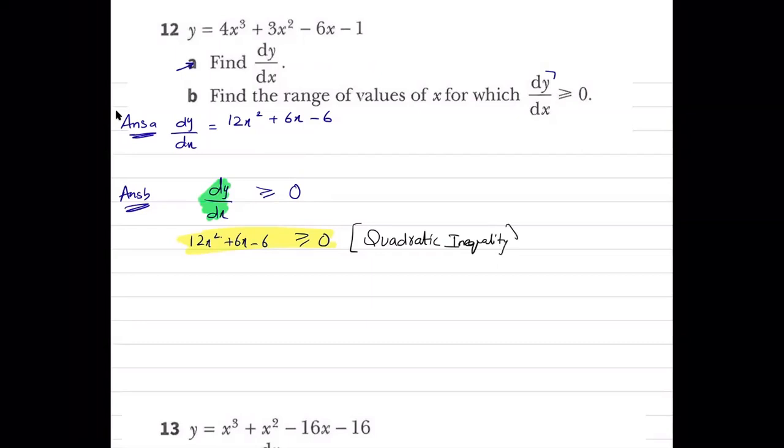Now, what do we mean by finding the range of values of x? Over here, we need to solve this inequality. Acha. We need to find the range of values of x for which the gradient function, which is 12x squared plus 6x minus 6, will always be greater than equal to 0. Okay. So the way you are going to solve a quadratic inequality is that first you are going to find the critical values. Critical values का मतलब है roots उसके. Critical values is a term that I use. आप उसके roots कह लो.